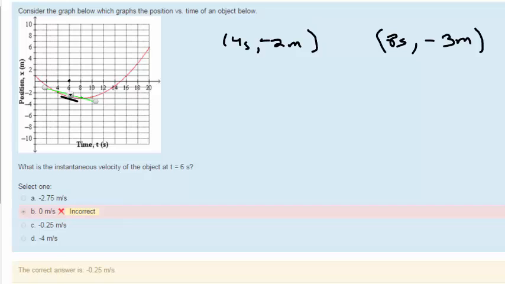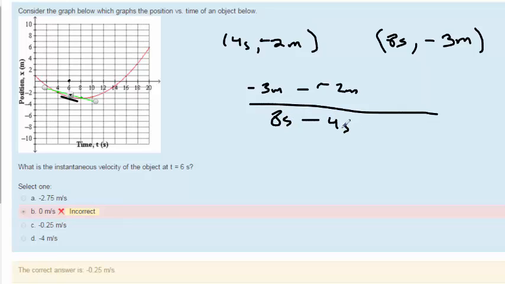Okay. So just reading those off what I drew on the graph, and I can find the slope of that rather easily. So that would be -3 meters minus -2 meters, and then 8 seconds minus 4 seconds. We do that calculation. On top we have -1, on bottom we had 4, so -1 divided by 4 is -0.25. And we see that is the correct answer here.